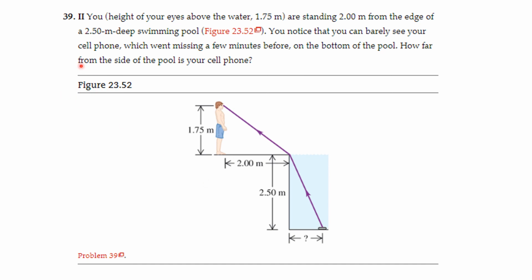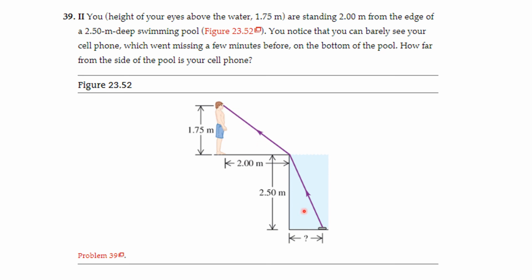This is going to be the next low-stakes assessment. We'll post it separately, but I think this is a good problem involving many of the concepts that we've talked about. So this is you, and the height of your eyes above the water is 1.75 meters, as shown, and you're standing 2 meters from the edge of a 2.5 meter deep swimming pool. And you notice that you can barely see your cell phone, which went missing a few minutes before, at the bottom when you're standing here.